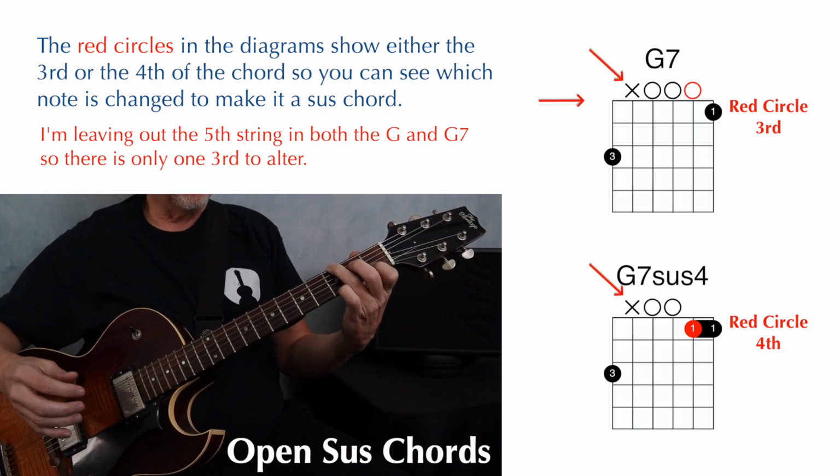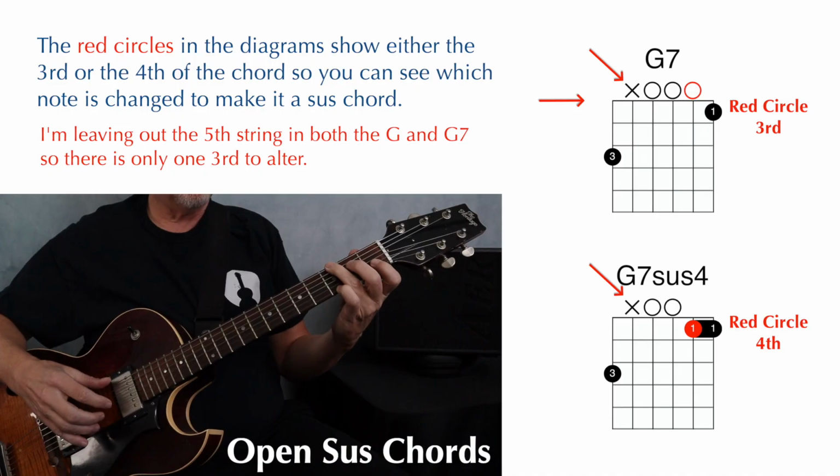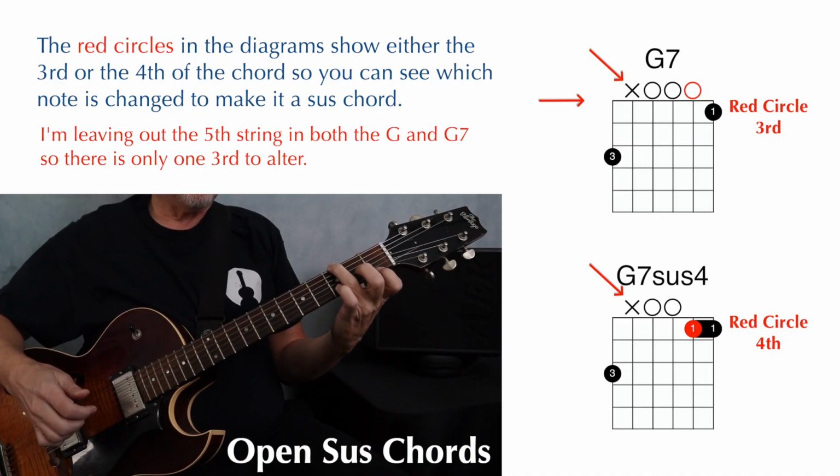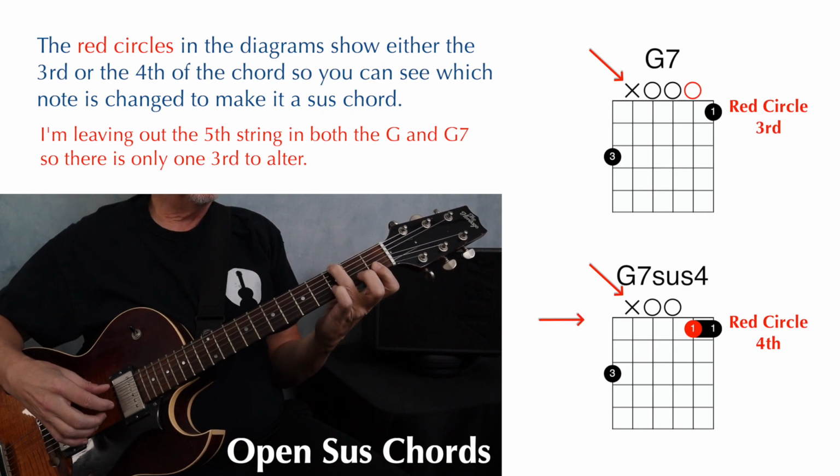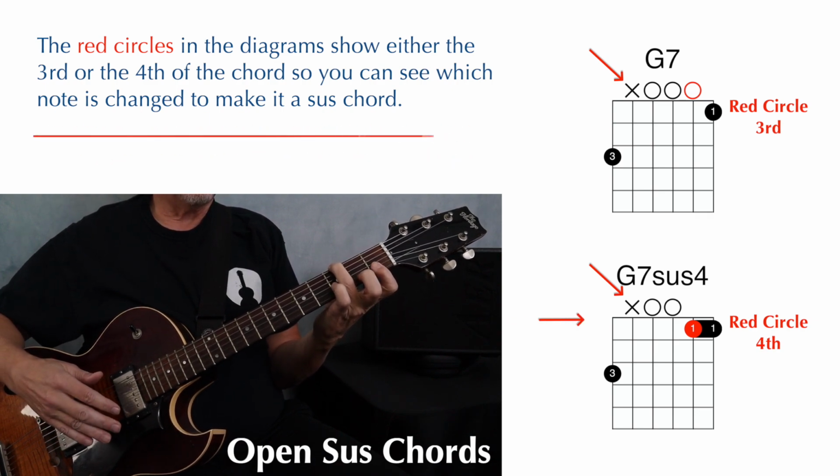G7, I am also, for the same reason, not going to play the 5th string. So G7, 3rd's in the same place as the G. This time you do a little bit of a bar, and you have a G7 sus 4.